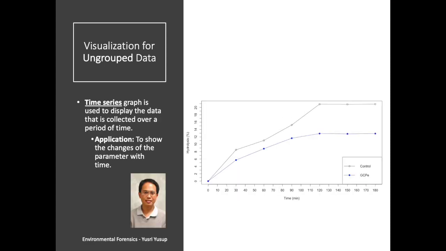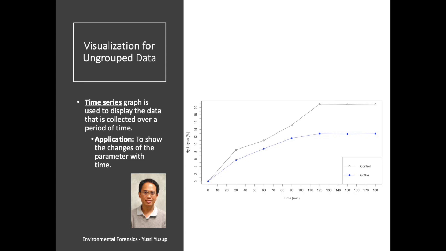Another visualization technique for ungrouped data is the time series. Time series graphs are used for time series data, where one of the columns is a time parameter, for example, dates or months or hours and minutes. A time series graph is used to display data that is collected over a period of time. And we use this data to show the changes of the parameters with time.